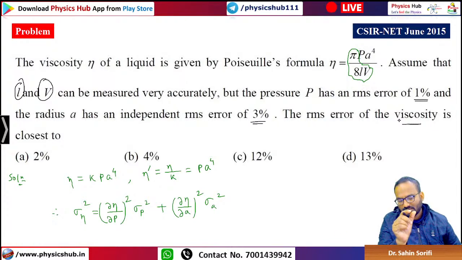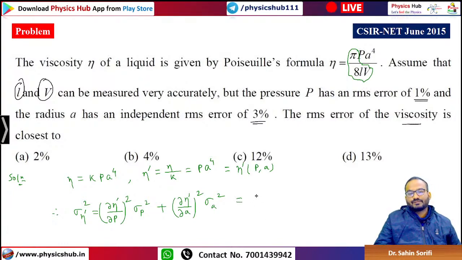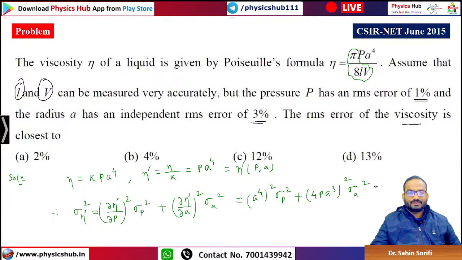The constant will just be multiplied. Okay, so let's say we are calculating the error in eta prime in the first place, because it is a function of P and a, and the error information about P and a are given only. So this is equal to a to the power 4 whole square sigma P square plus 4 P a cube whole square sigma a whole square.